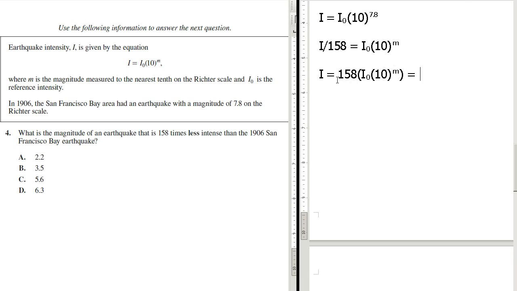But we also know that I is also equal to the stuff up here, so we'll substitute that in. So this equals this. Okay, I think that's easier to read. 158 times I0 times 10 to the m equals I0 times 10 to the 7.8. Now we can see that we have I0 and I0 that can cancel out, and we're just left with 158 times 10 to the power of m is equal to 10 to the power of 7.8.